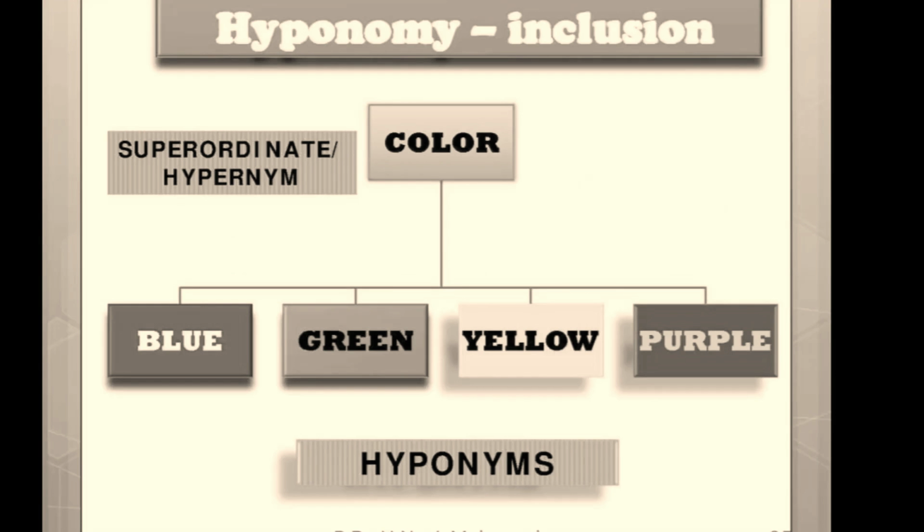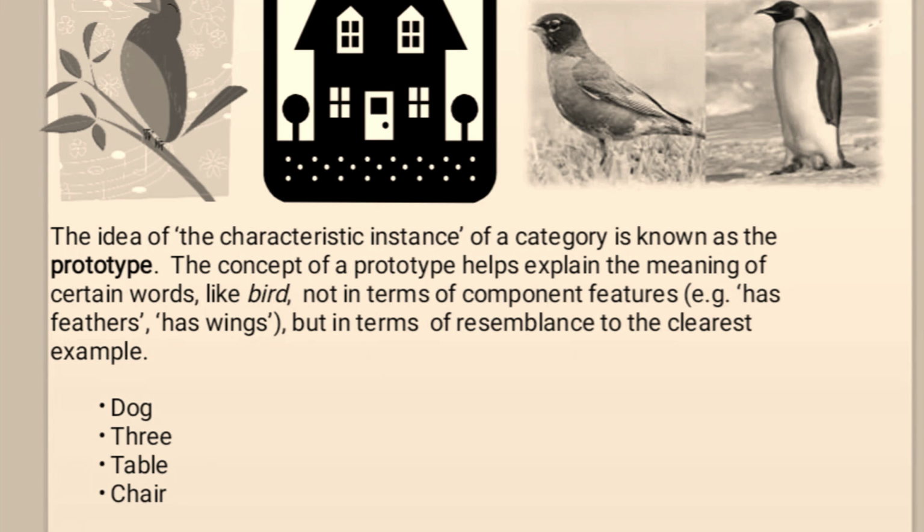Next, this is another example of hyponymy. Here, the word green also includes the meaning of color, so it is automatically understood. Blue, green, yellow, purple are co-hyponyms of the superordinate term. Next is prototype. As we see, to refer to one superordinate term, we have a number of other words. For example, if I take bird as a superordinate term, then there may be a number of other words like dove, duck, robin, parrot.